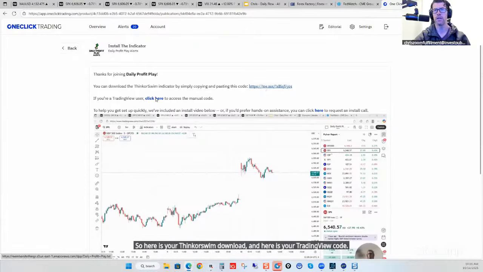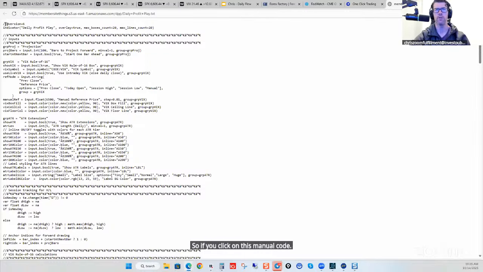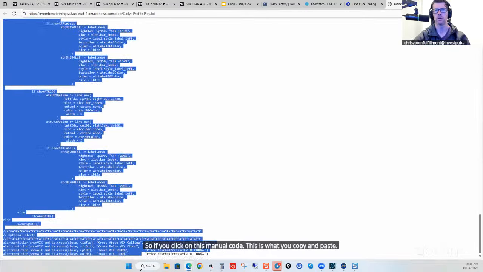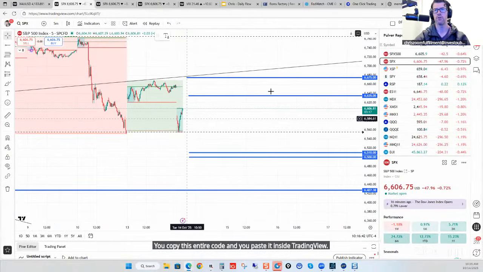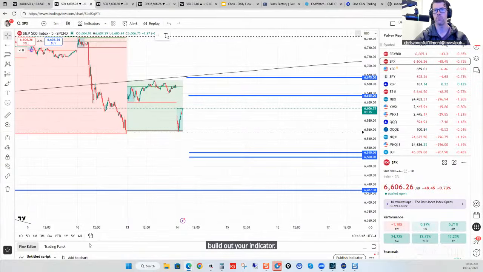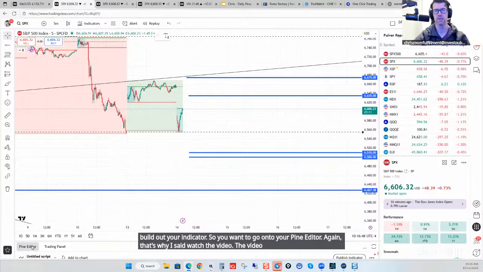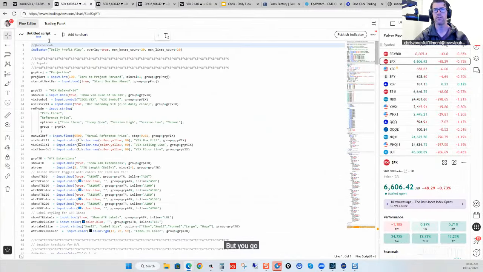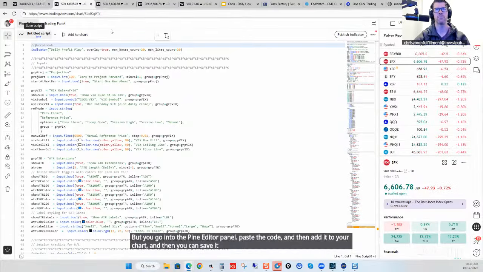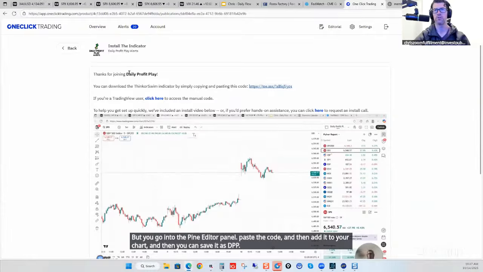So if you click on this manual code, this is what you copy and paste. You copy this entire code and you paste it inside TradingView. Build out your indicator. So you want to go onto your Pine editor. Again, that's why I said watch the video. The video, I do it in like 60 seconds. But you go into the Pine editor panel, paste the code, and then add it to your chart, and then you can save it as DPP.